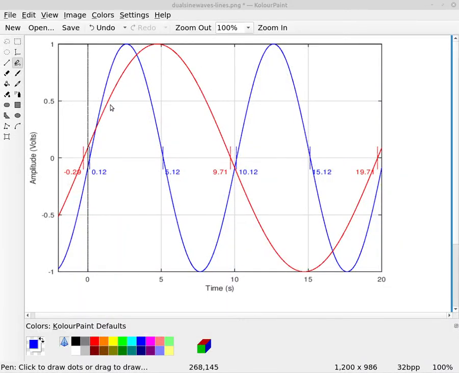So in this video, we're going to find the time domain representation of two sine waves. You can see here we have a blue sine wave and a red sine wave. For the blue sine wave, we have two complete cycles and then maybe a little bit extra showing. For the red sine wave, we basically just have one cycle, maybe a little bit more than one cycle showing here.